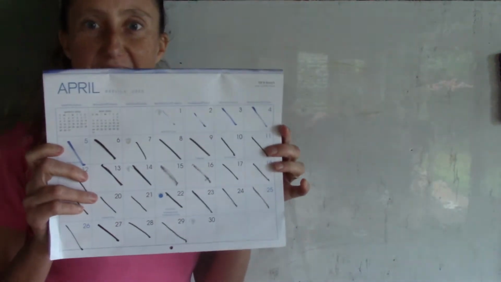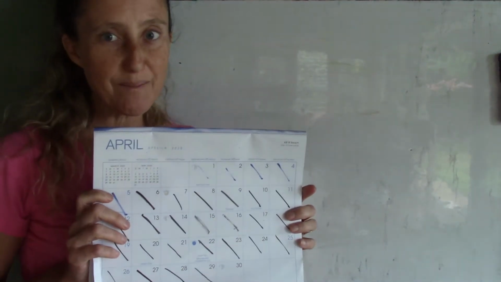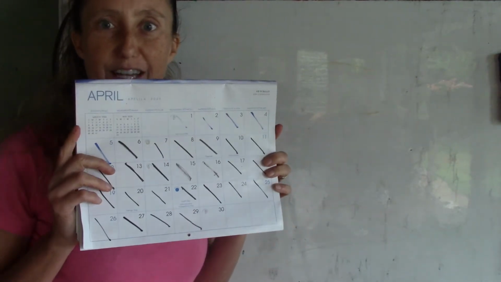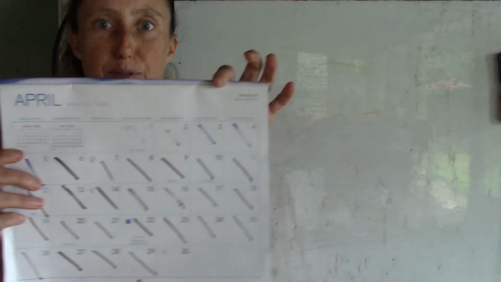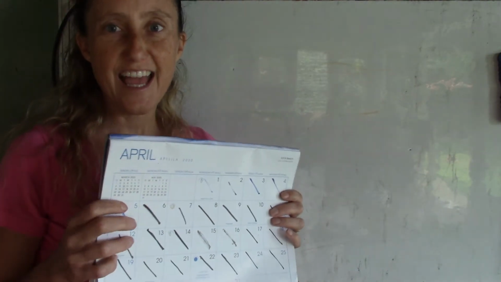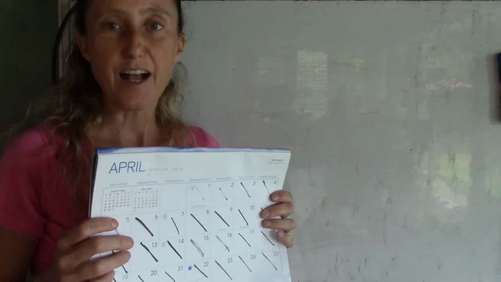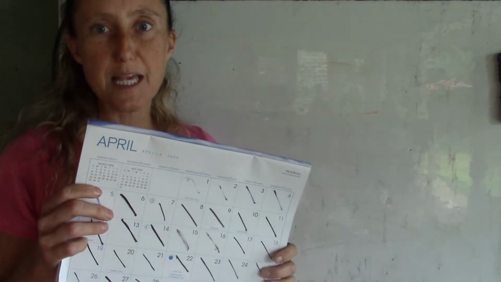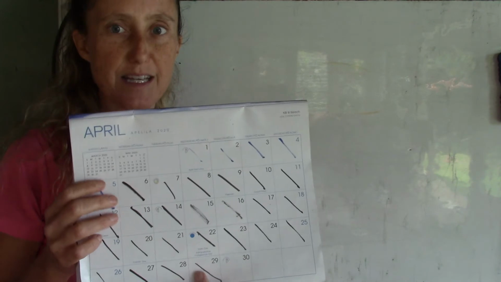Today let's start with our calendar and let's do the months of the year. How many are there? 12. Okay, here we go. January, February, March, and April. May, June, July, and August. September, October, November, December. Those are the months of the year.